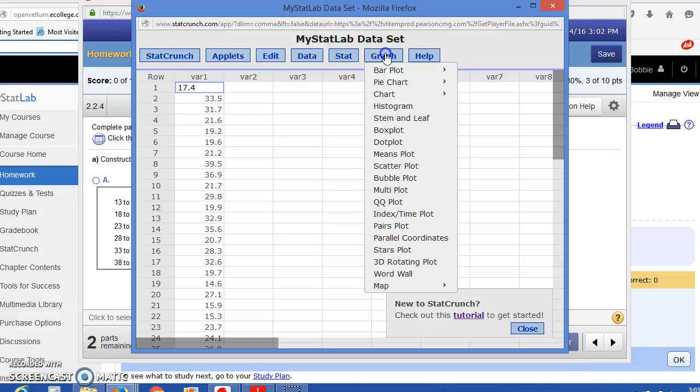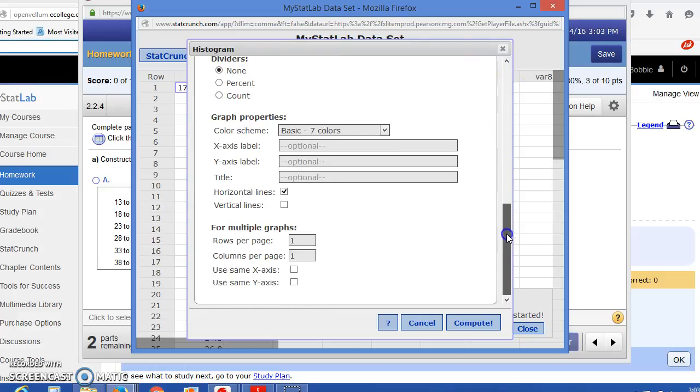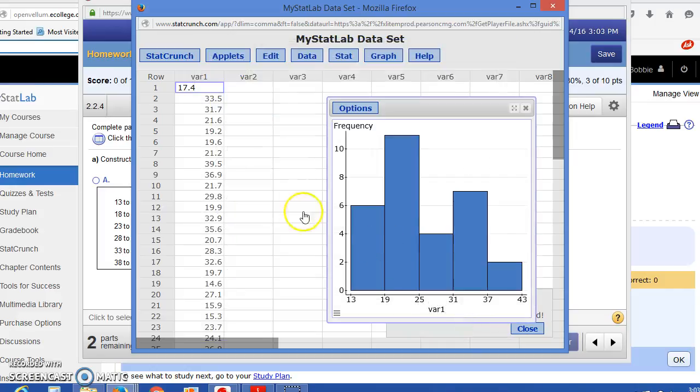In StatCrunch, I believe, and if you forget, you can always play around, but a histogram is a great way. Always select variable 1. Start at, I believe our table started at 13, and our width is 6, and we want it to tell us the frequency. So let's hit compute and see what happens. If you click on the number, the frequency of the first class is 6, the frequency of the second class is 11, the frequency of the third class is 4, the frequency of the fourth class is 7, and the frequency of the fifth class is 2.